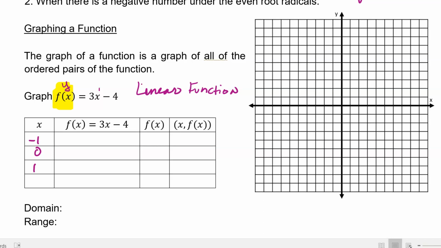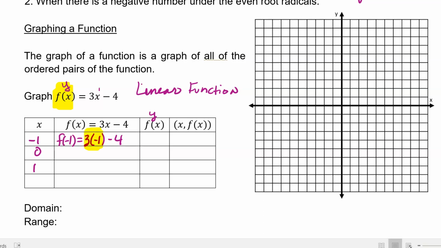So we have negative 1, plug that in, f of negative 1. So notice that we're evaluating this function. Same thing as substituting x values into your function. So 3 times negative 1 minus 4. What do you get as your output or your y? So y again is the same thing as f of x. So when you plug this in, what do you get? 3 times negative 1 is negative 3.